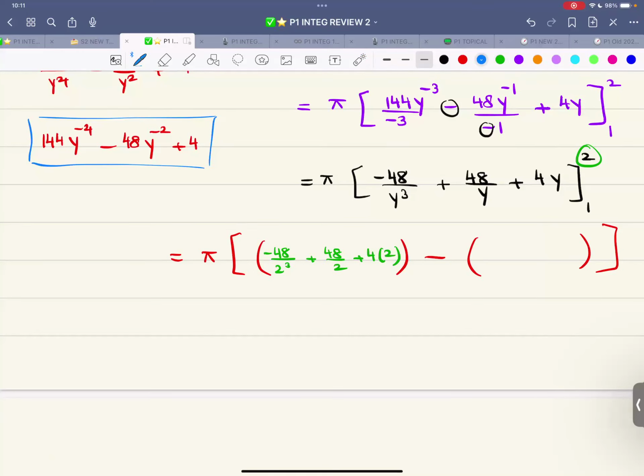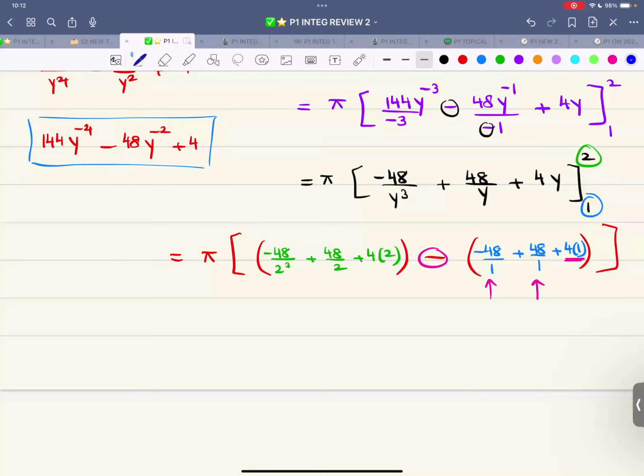Let's plug in the lower limit, which is 1. So this is minus 48 over 1 cube, which is 1. This is 48 over 1. This is 4 times 1. Now let's do some cancellation. This is negative 48. This is positive 48. It will cancel out. So 4 remains and there is a minus sign on the outside.